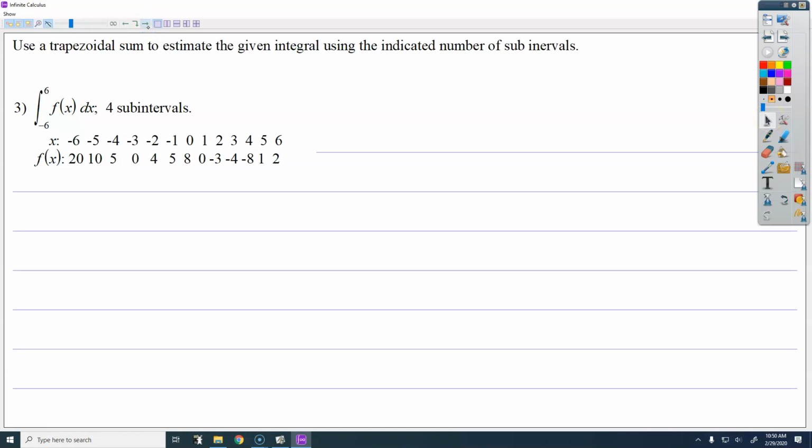We're going to be doing a trapezoidal sum. Okay, so we're doing a trapezoidal sum, and notice also we're doing 4 subintervals. Now there's a lot more than 4 subintervals here. So what they want us to do is break this apart so that you end up with only 4 subintervals. The way that you do that is you find out what your total span is. We're going from -6 to 6.